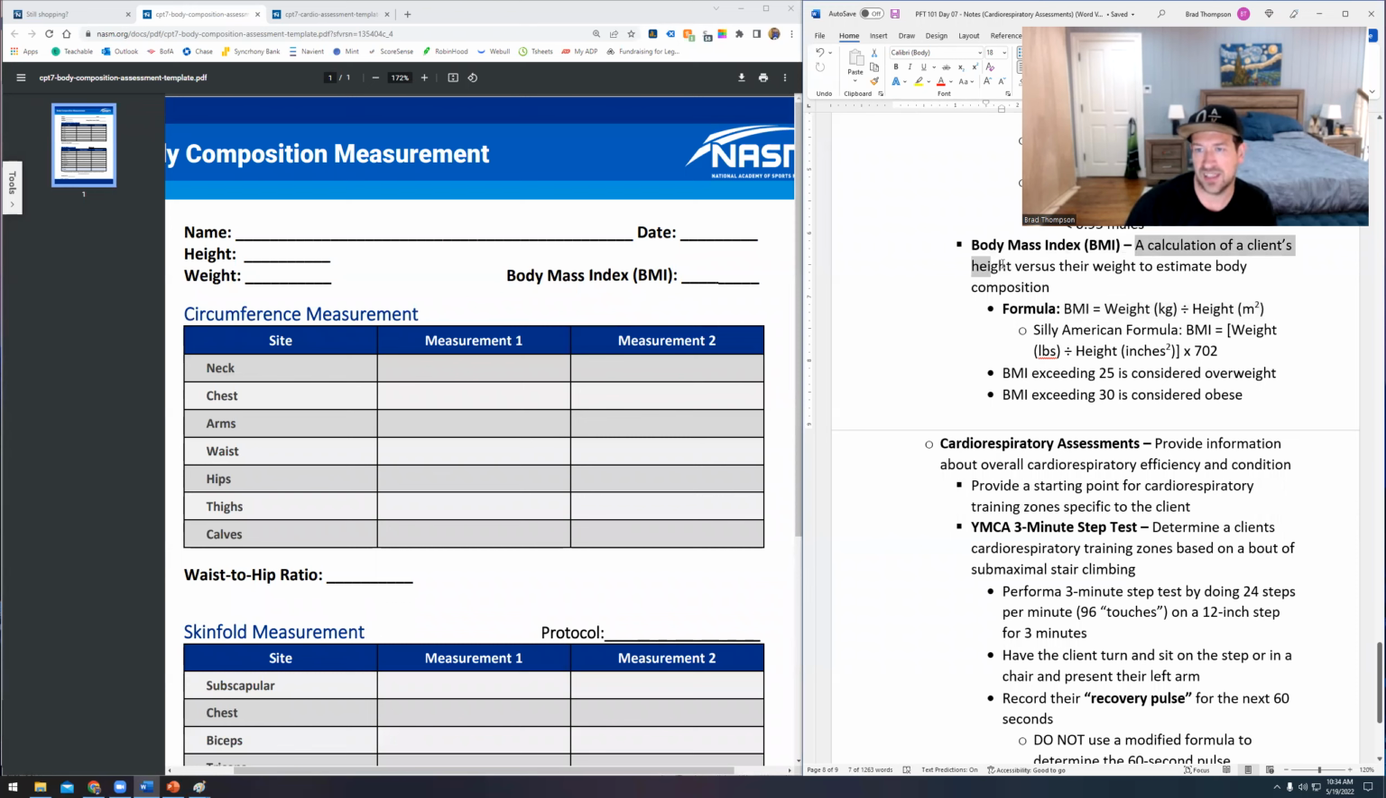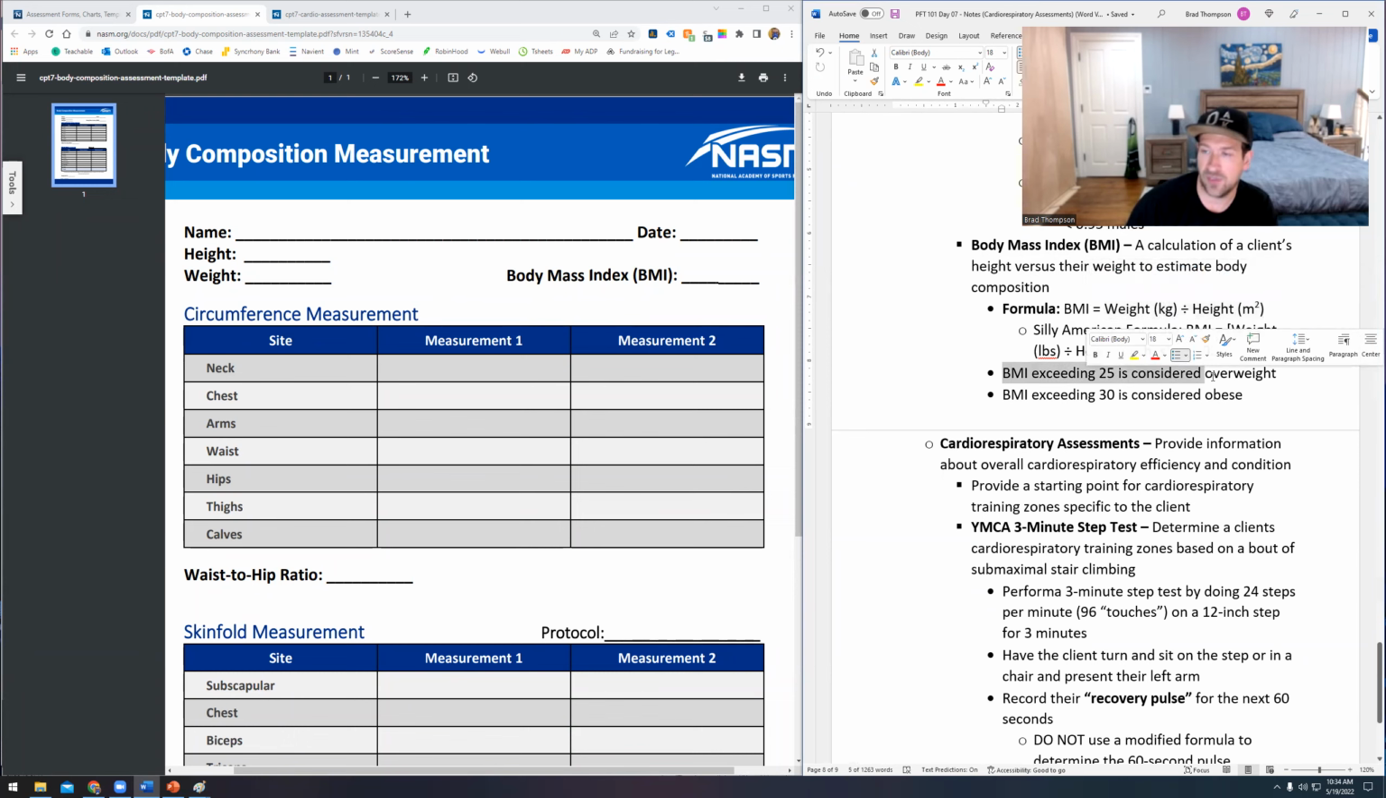So body mass index, know the definition. It's a calculation of a client's height versus their weight to estimate body composition. And then know the formula: weight in kilograms divided by height in meters squared. I know we live in the US where we use the silly American formula, but that's not the test question. The test question will always be the scientific version, kilograms divided by height in meters squared, okay?